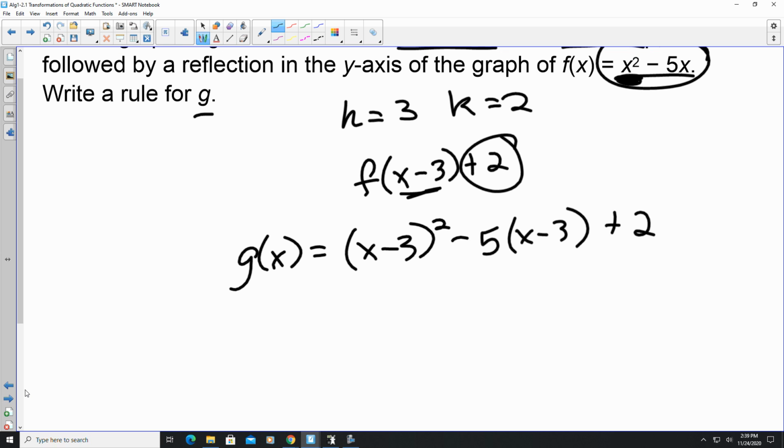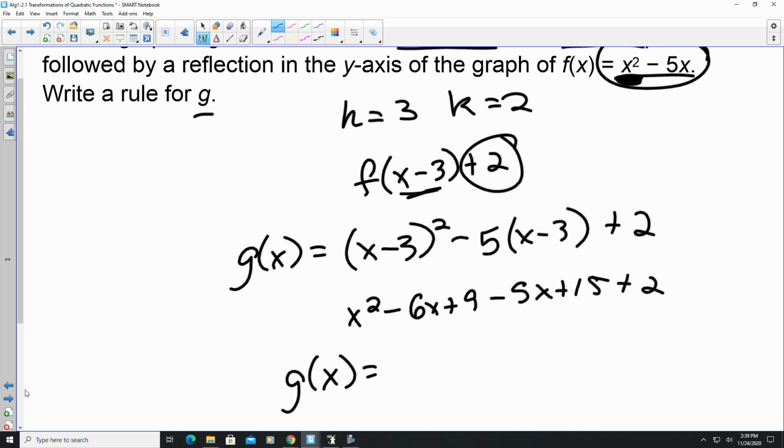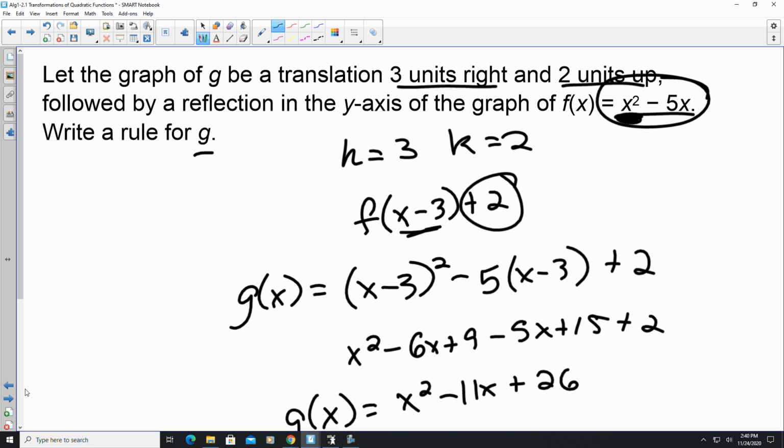So I'm going to FOIL this out. This is going to turn into x squared minus 6x plus 9. I'm going to distribute this negative 5, so it's negative 5x plus 15 plus 2. Combining like terms, my value for g of x in this particular instance is x squared minus 11x plus 26. Okay. The last thing that it says here is that it reflects over the y-axis.